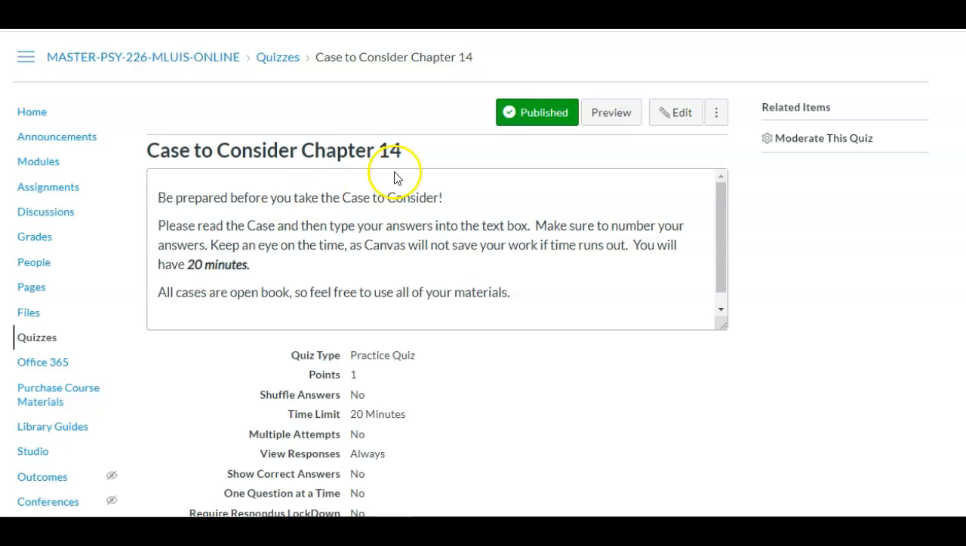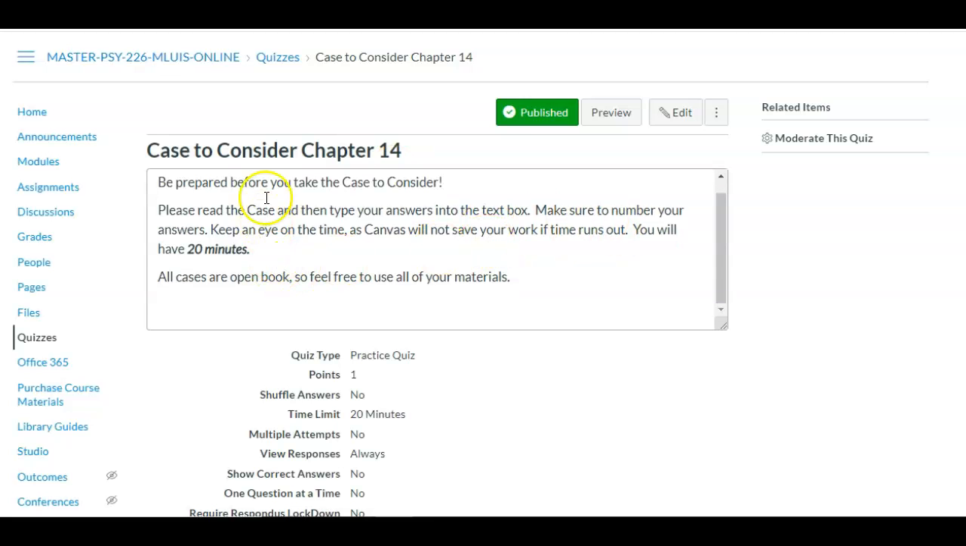But I wanted to show you kind of what a case is. So as you can see, you need to be prepared. We've already talked about that.